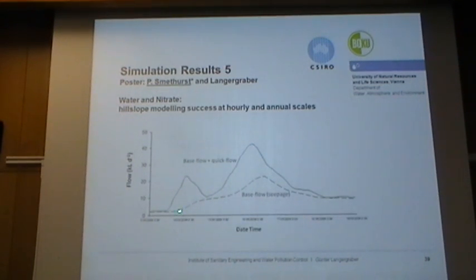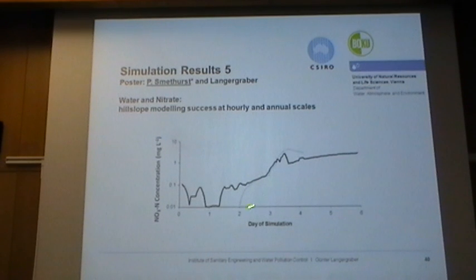For example, there's this subsurface flow, and for heavy rain events you also have an overland flow. And this matches quite nicely with measured data that you can also see outside on the poster, and also measured concentration of nitrate and simulated concentration of nitrate matched quite well with measured data.